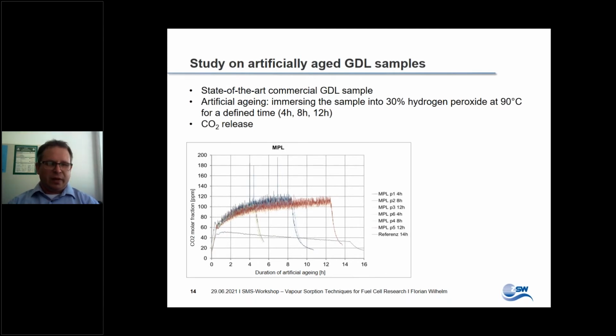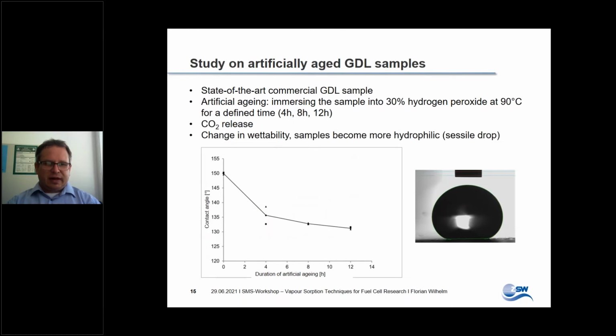CO2 release as a measure of what is the amount of material that is destroyed by the hydrogen peroxide, or at least affected. And as you can see, for the different duration, the first experiment ends here after 4 hours, the second one here after 8 hours, the third one after 12 hours. And of course, we measured as a reference what the sensor is doing if we do the same measurement just with an empty sample holder. So that was our measurement of CO2 for this experiment.